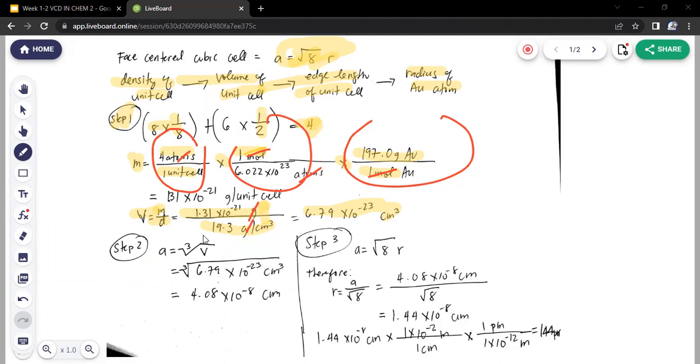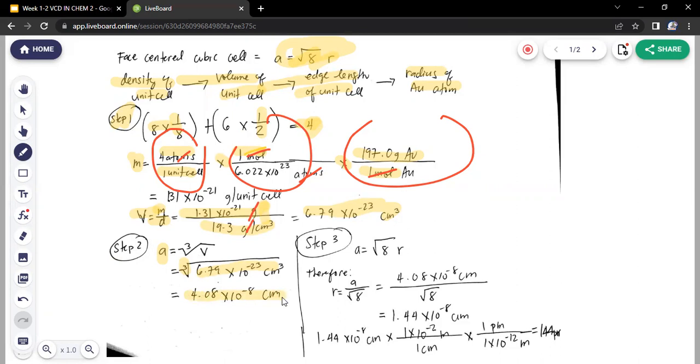All right, so you have to take the cube root of the volume, and the volume is 6.79. To find the edge length, you have to get the cube root of the volume. So, cubing the volume, that is 6.79, find the cube root on your calculator. You will have 4.08 times 10 raised to negative 8 centimeter.